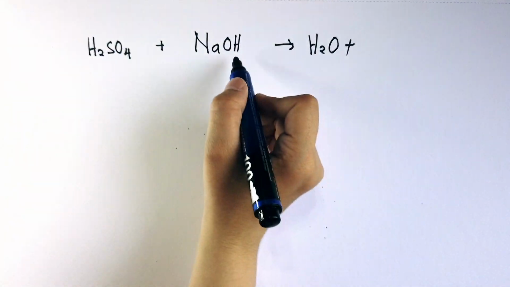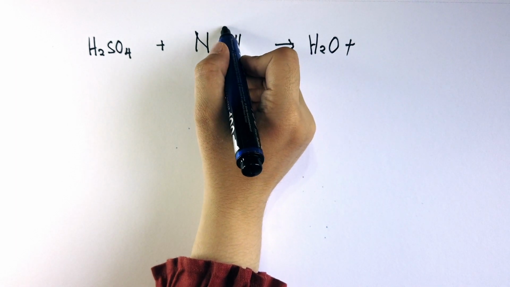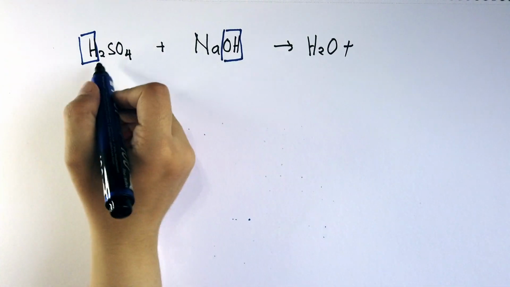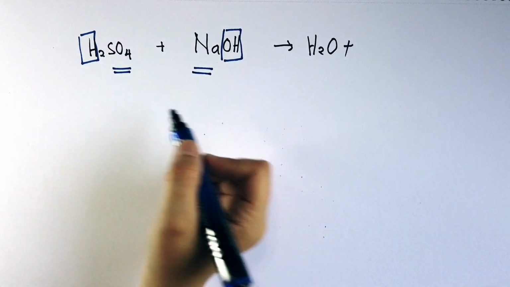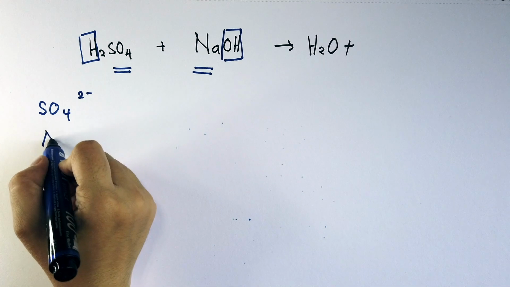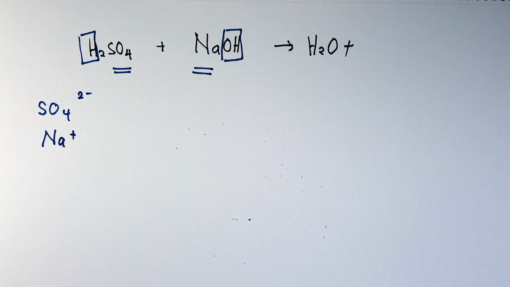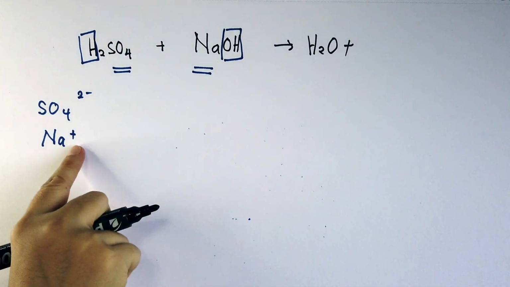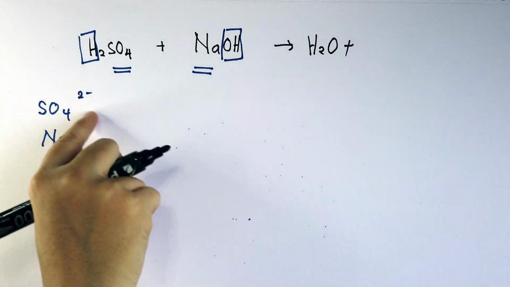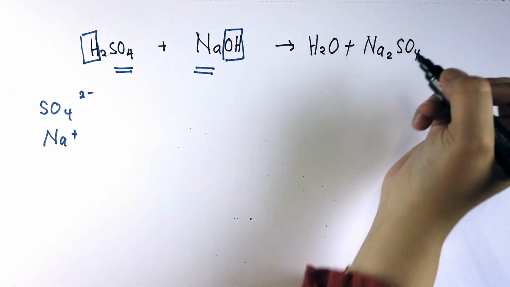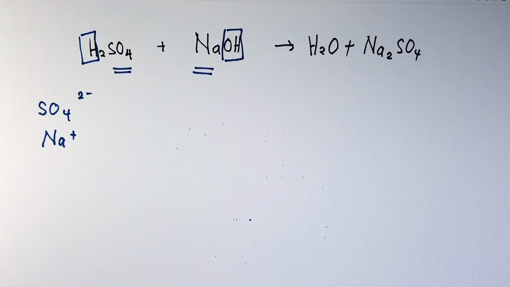Because you have H2O here, you are going to remove this part and one of this. So you should have SO4 and also Na. SO4 you should know is SO4 2-, and Na is Na+. So when you create the product, because Na is Na+, but this one you have 2-, it becomes Na2SO4.